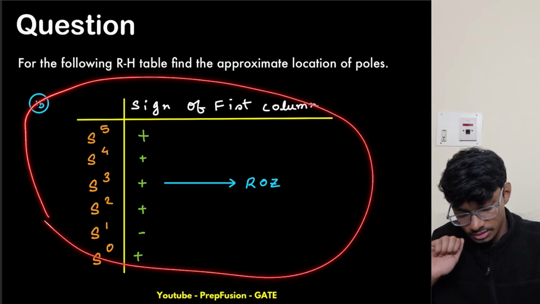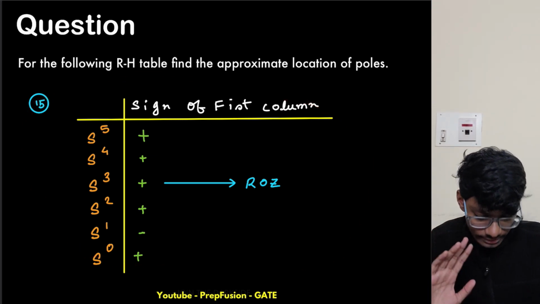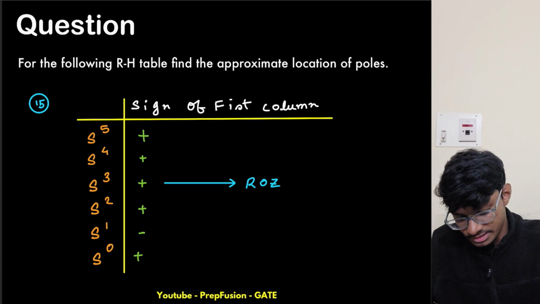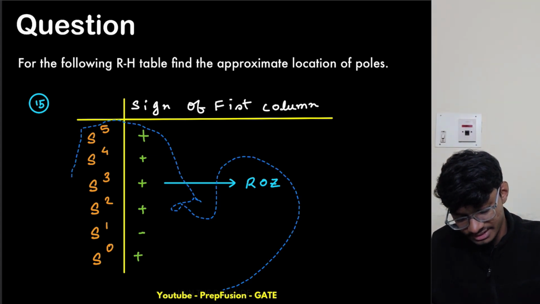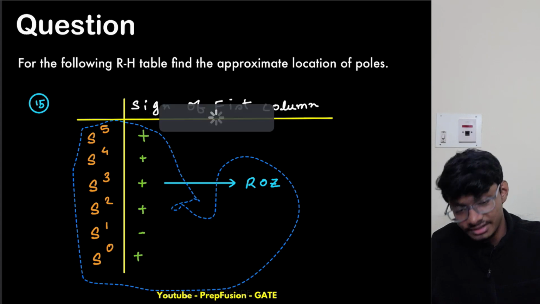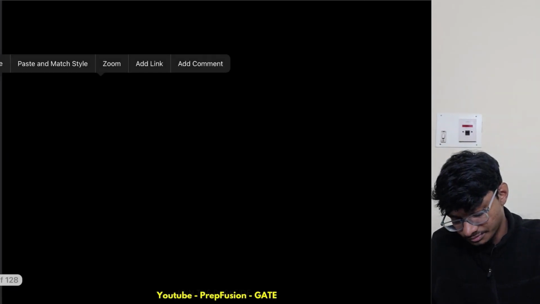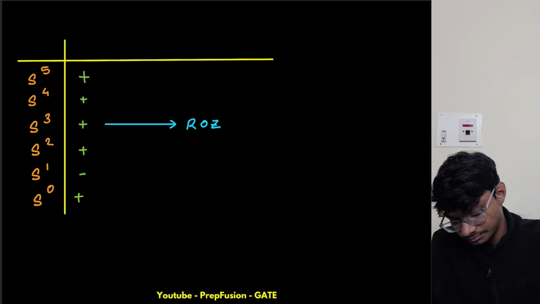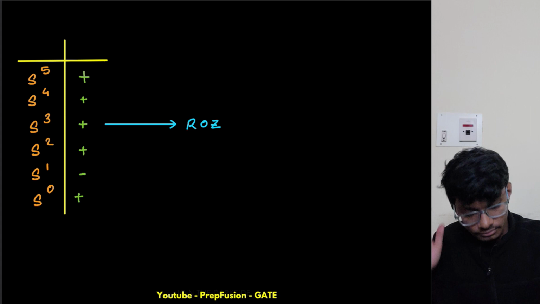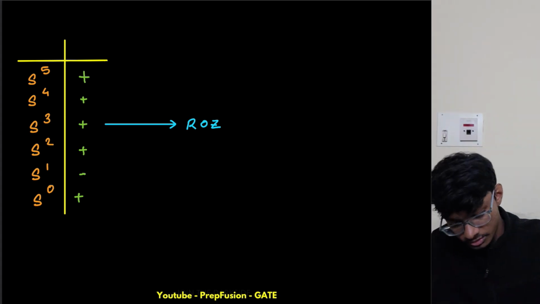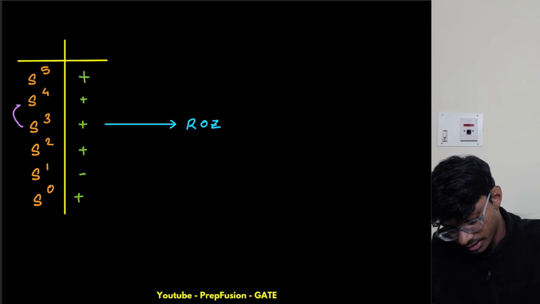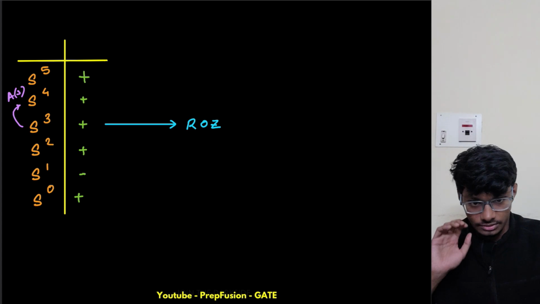So in this question, what do we have? Again we have been given the sign changes, so I'll copy this one, because last time I didn't copy and it didn't bode well. So now this is the Routh array. What will be the auxiliary equation? The auxiliary equation will be this one. Again, the order of the auxiliary equation is 4 only.